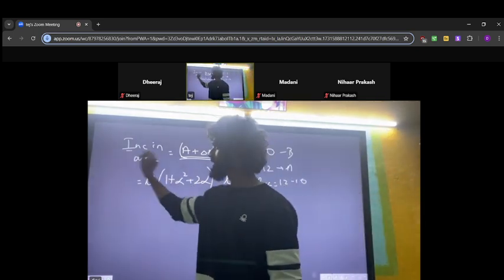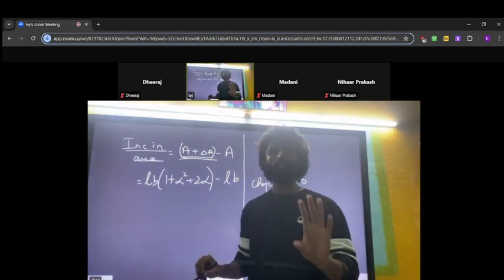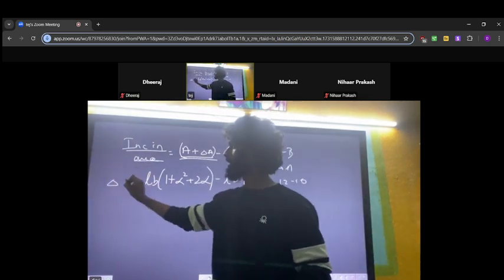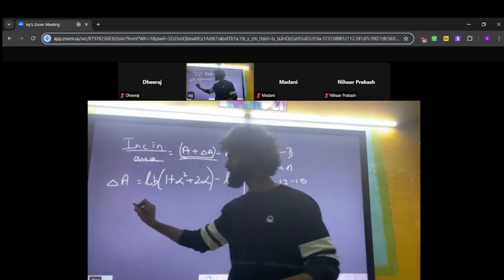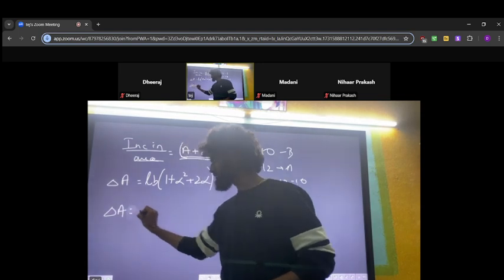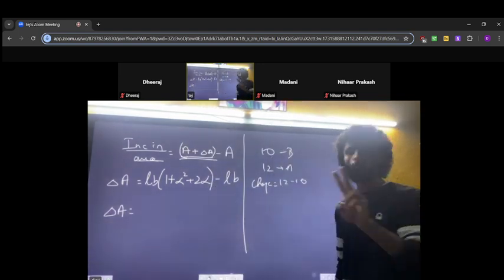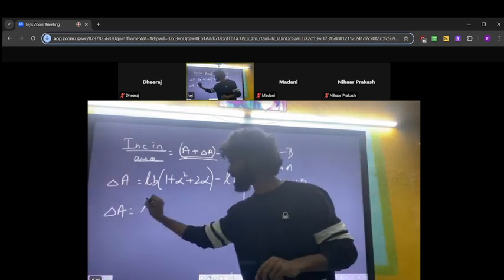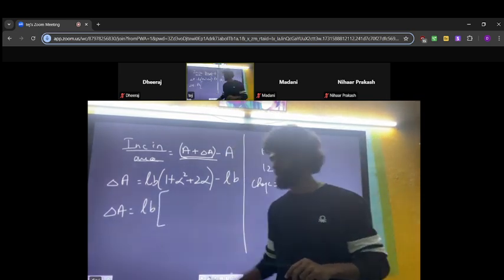Left hand side says increase in area. Any change in area, any change in physics is always triangle, delta. Area is A. So you write delta A. So listen. Delta A, right, as it is. Look at the RHS. There are two parts. In both the parts, I can see something common. LB, I can take common. Take LB as common, open a bigger bracket.